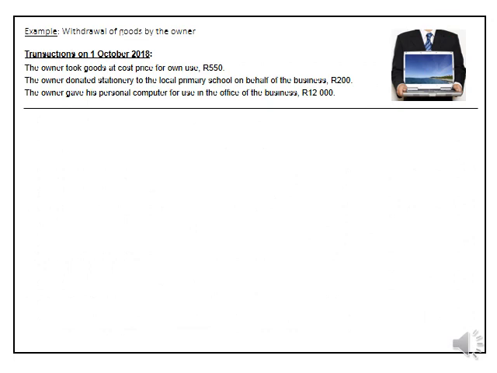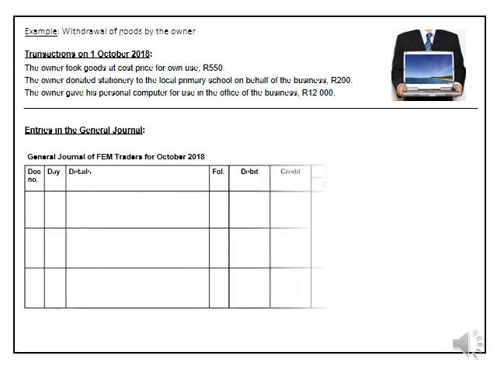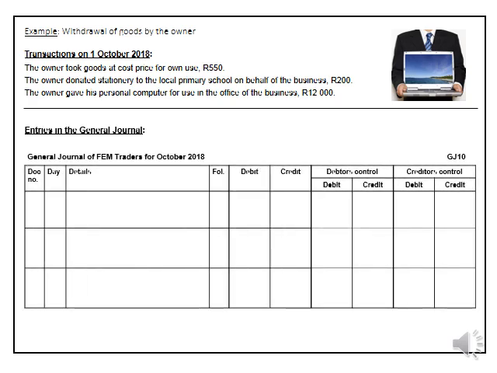Let's look at an example of when the owner takes goods. There are three. We will deal with them individually. So the entries in the general journal will be, number one, the owner took goods at cost price for own use, 550. Whenever the owner takes, drawings is debited. And what did he take? Goods. That means trading stock needs to be credited. And my narration: owner took goods at cost price for own use.